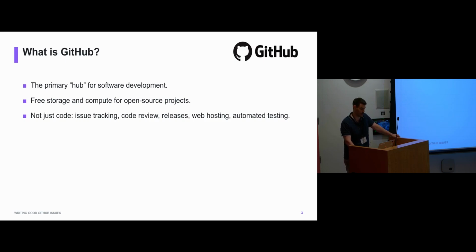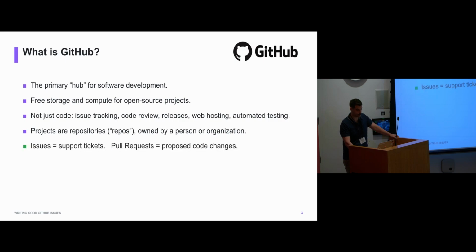We're just going to talk about issues right now, but there's a lot within GitHub that enables you to really accelerate your projects. So just some terminology. Projects are called repositories. That's code repositories, and that's shortened to repos usually. They can be owned by a person or an organization.